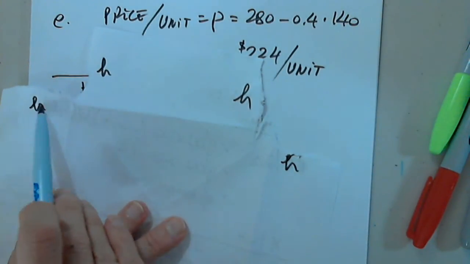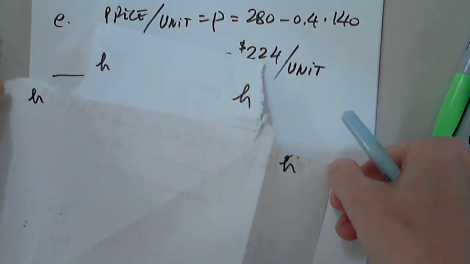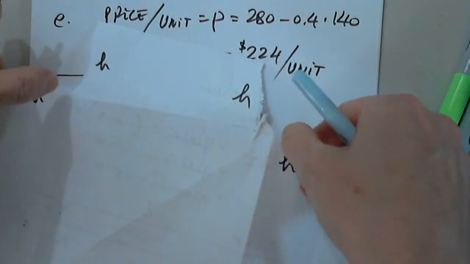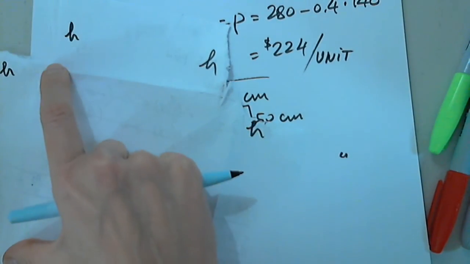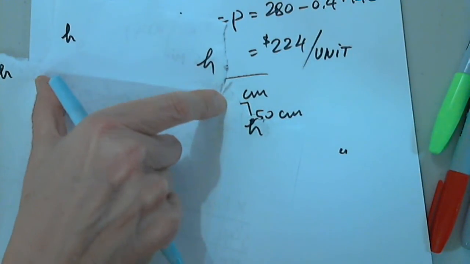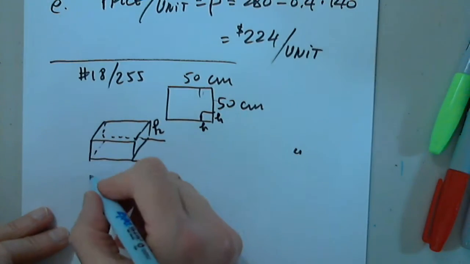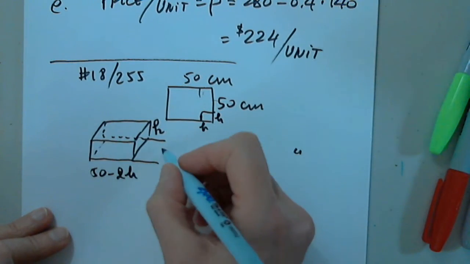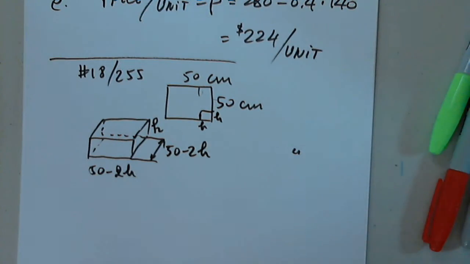So which means that the length now of the box is what it was initially, which is 50, minus twice h. So this is 50 minus twice h. This is 50 minus twice h. So then the base is 50 minus twice h, the same thing here, 50 minus twice h. Now, they want us to determine the dimensions that will yield a box of maximum volume, and what is the maximum volume.